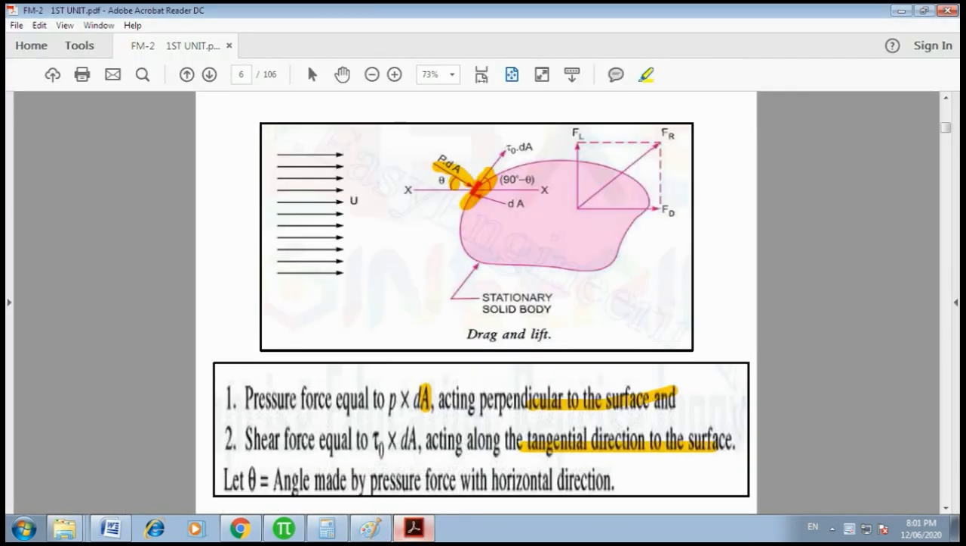Okay, this is 90 minus theta. Okay, hope you understood.